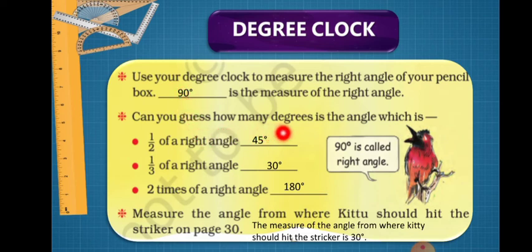Can you guess how many degrees is the angle which is half of a right angle? It is 45 degrees. One third of a right angle is 30 degrees. Two times a right angle is 180 degrees. Here 90 degrees is called the right angle. Measure the angle from where Kittu should hit the striker. Yes, the measure of the angle from where Kittu should hit the striker is 30 degrees.